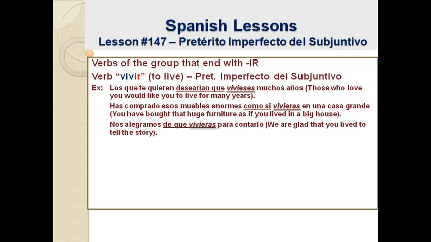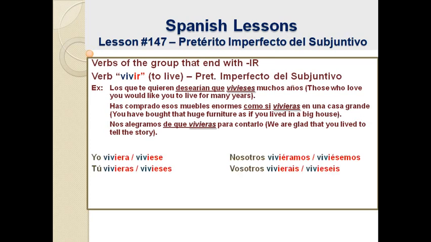Our last example is nos alegramos de que vivieras para contarlo. We are glad that you lived to tell the story. Or we are glad that you survived to tell the story, okay? So nos alegramos is we are glad or we rejoice. Actually, it literally means we rejoice. De que vivieras, that you lived, para contarlo, to tell it or to tell the story, okay?